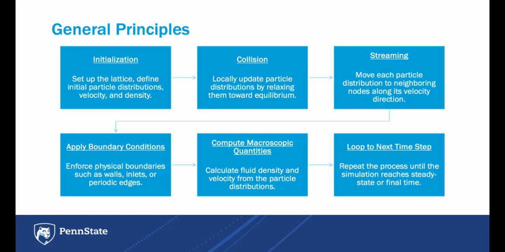Then we initialize the distribution functions at each node. These distributions represent how particles are spread in each of the 9 directions. If the fluid is initially at rest, these values are usually symmetric. Once the simulation begins, we enter the collision step.